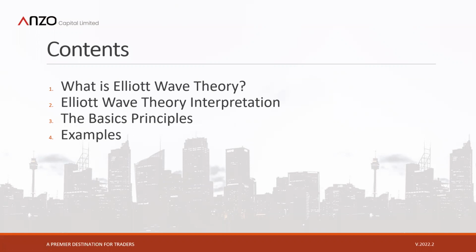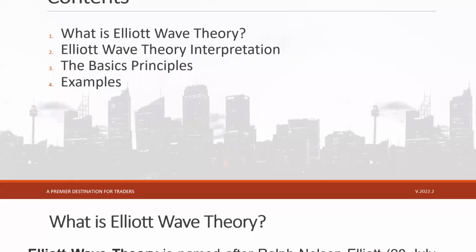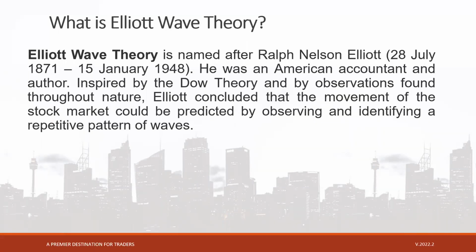Now there's a man, his name is Elliott. He came up with a theorem, right? And we'll look at that theory he came up with. We'll try and interpret it and see some of the basic principles, and then we'll go over to the chart and look for some chart examples, okay? Now, what is Elliott Wave theory? Elliott Wave is named after a man. His name is Ralph Nelson Elliott, and he died in 1948, January 15, 1948.